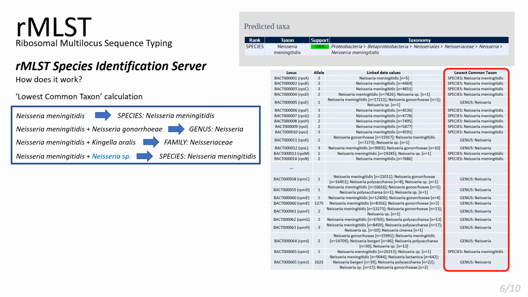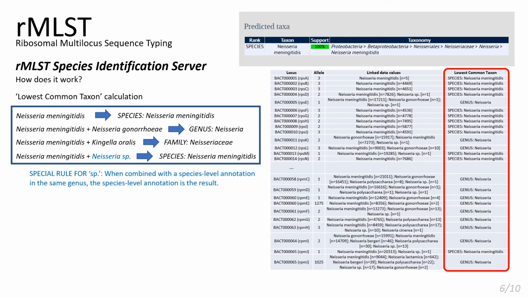In the blue box on the left-hand side are some examples of how the calculation works. If there's only one species linked to the allelic match, this is the lowest common taxon. If there are two species in the same genus, then the result is that genus, for example Neisseria. If two species belong to different genera but share the same family, then the family node is the lowest common taxon, and so on.